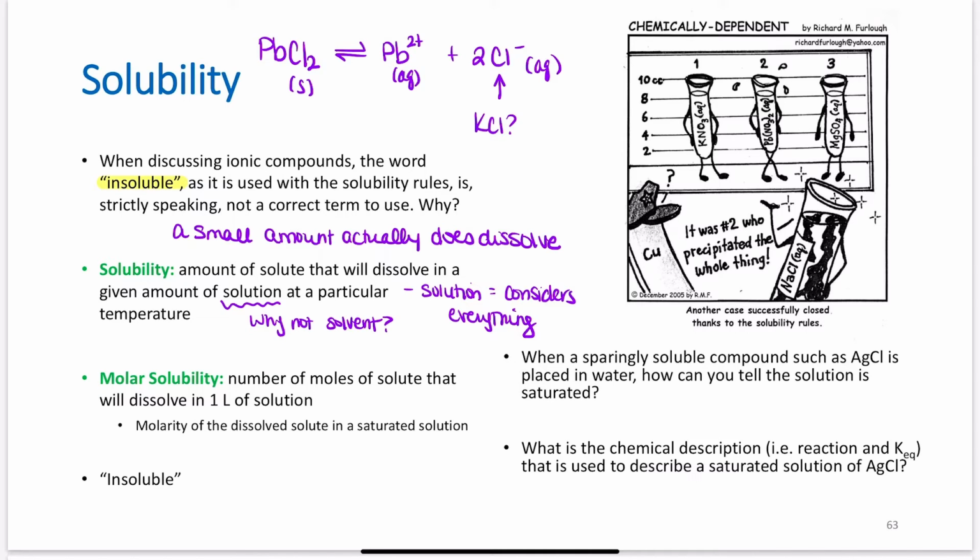What if this solution has some KCl in it? Then I've increased the concentration here. What's going to happen? Less is going to dissolve, right? So we say the solubility is the amount of solute that will dissolve in a given amount of solution at a particular temperature because it depends on everything that's present, not just the solvent. Lead-2 chloride, a little bit in a certain amount will dissolve in water, but less will dissolve in a KCl solution of water.